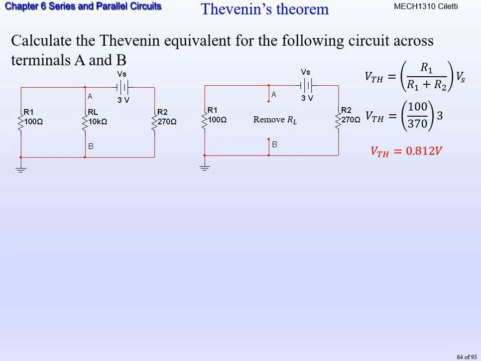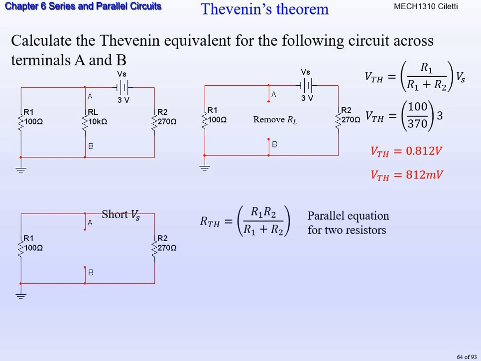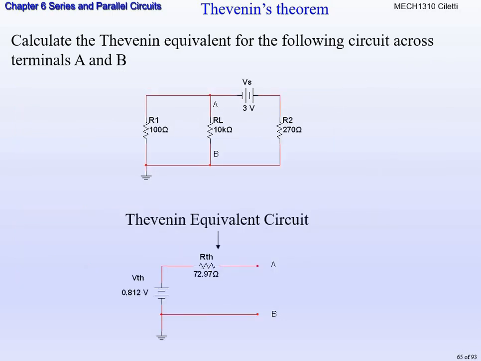Next, we have to calculate the Thevenin resistance. Please remember, to calculate Thevenin resistance, you must short the voltage source. And now we have to see that R1 and R2 are now in parallel across terminals A and B. So we have to use the equation for parallel resistors. And when we do that, we get 72.97 ohms. So the circuit on top is our original circuit. The circuit below is our Thevenin equivalent circuit.